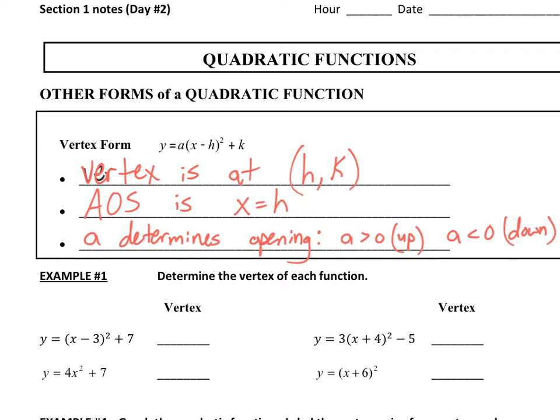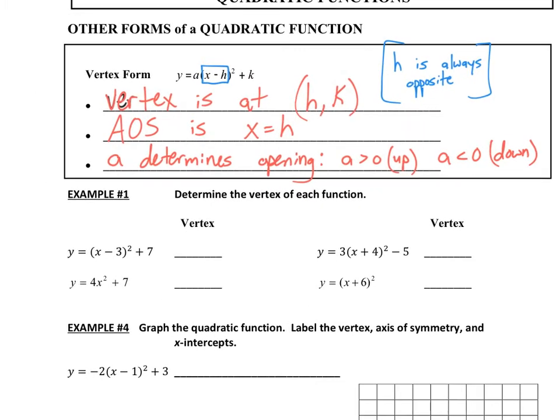Just like if you remember the absolute value, the h is always opposite. Just one little note: because it's inside parentheses, we're trying to find the h value that will make this be 0. So it's always opposite. We're going to talk about that as we go through some examples.